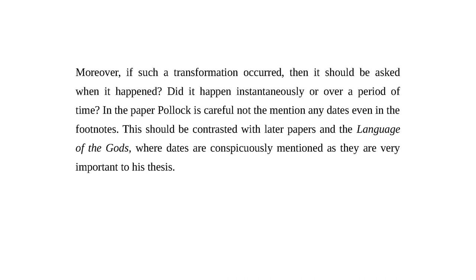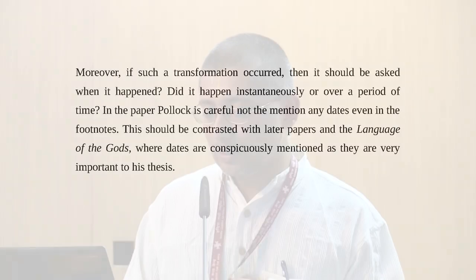Here, he's talking about the Vedanta Sri Bhashya, and then he's talking about Mahabhashya, and then something else, a Dharma Shastra text. But when this transformation occurred, we will not even know. So no dates are given, very purposefully, I think. It should be asked when it happened. Did it happen instantaneously or over a period of time? In the paper, Pollock is careful not to mention any dates, even in footnotes. This should be contrasted with later papers, where dates are conspicuously mentioned, as they are very important to his thesis.